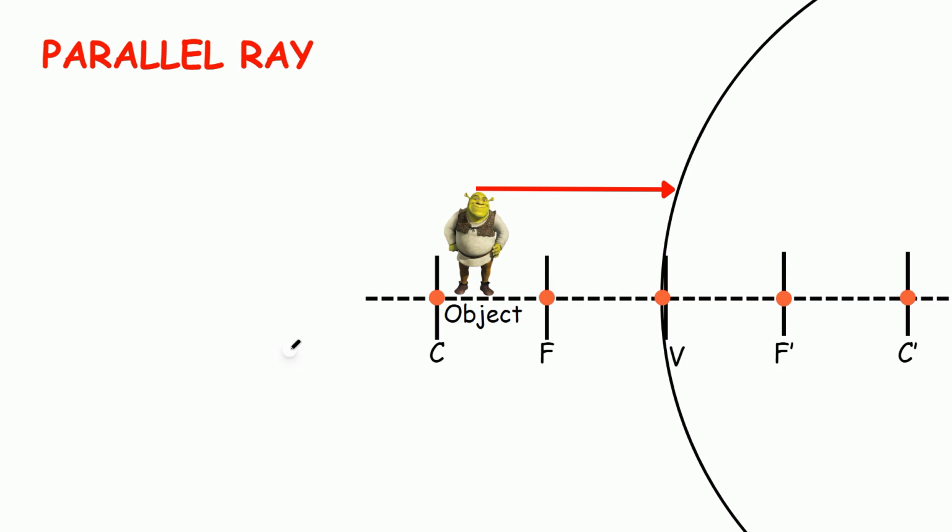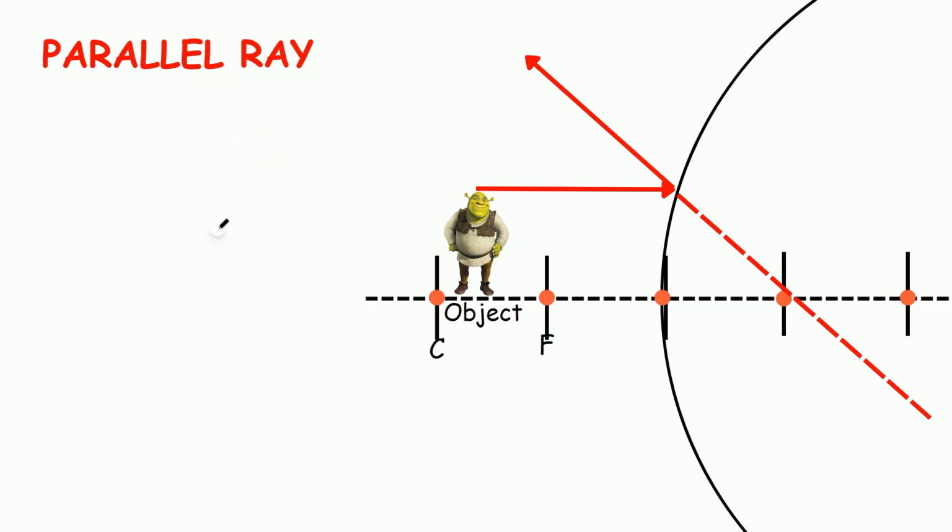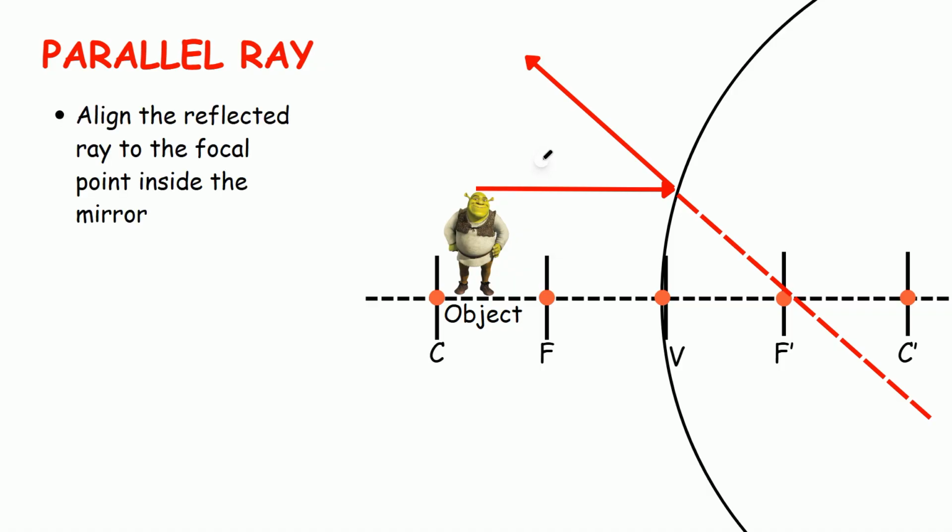And then we have here an example. So, parallel ray. So, ang ato object here is located between the C and the F. So, what would be our image here? So, you have to draw an incident ray that is parallel to the principal axis. So, di same ra gihapon siya og principal sa ato concave mirror. However, kini karon is ni taas na siya. Align the reflected ray to the focal point inside the mirror. So, you will have to align this line to the F.